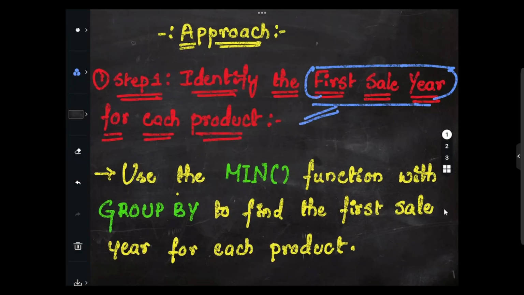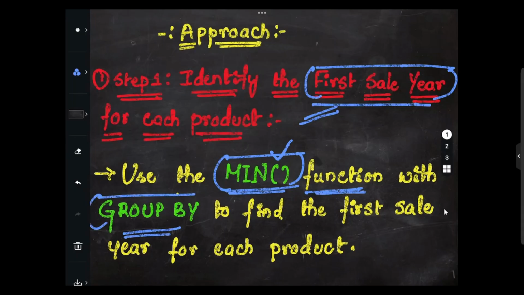First we will be identifying the first sale year for each product. So we will be making use of the min function that is provided by SQL, right? We will use the min function here with the group by. Why we will be making use of the group by here? What is the necessity here? We have to find the first sale year for each product. So we will be making use of the min function along with the group by to find the first sale year for each product. Just keep this in mind. You'll get to know when we write the query clearly, right?